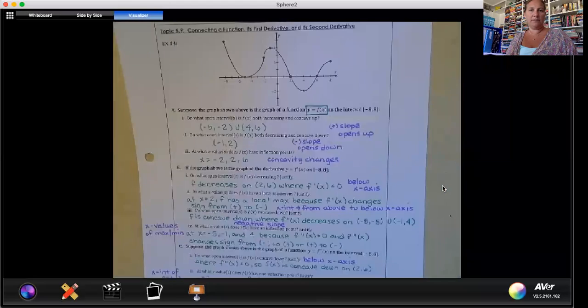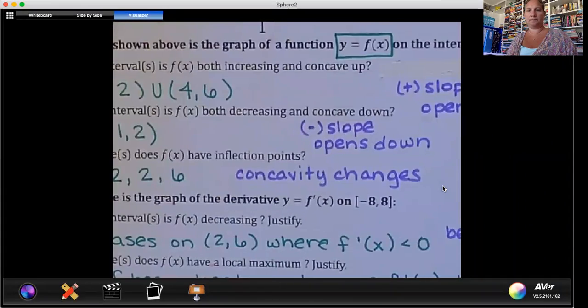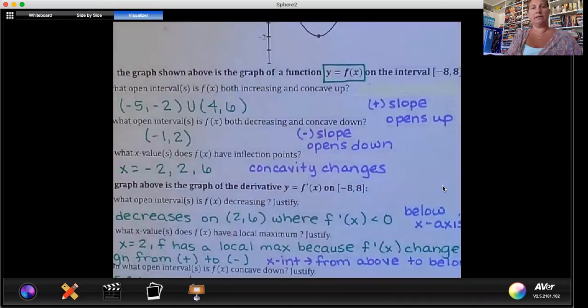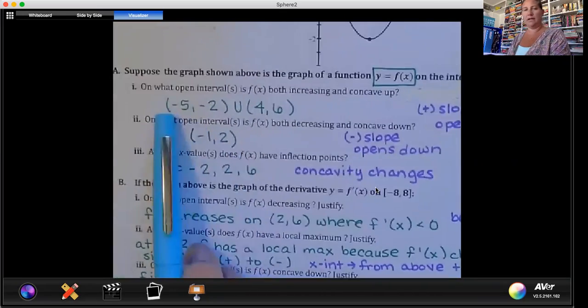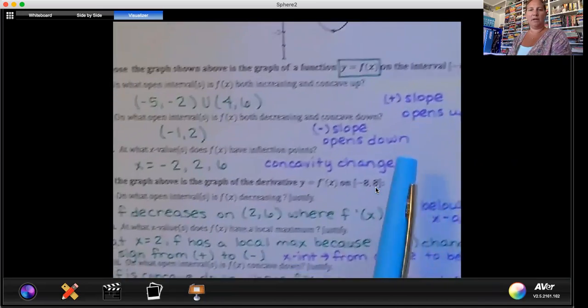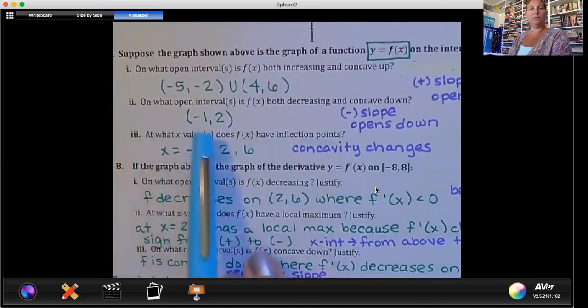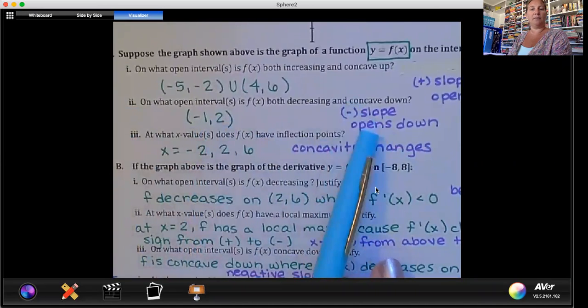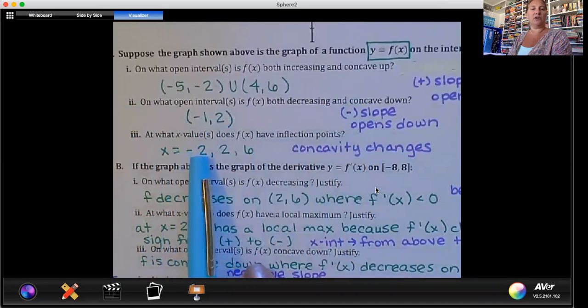Hope you guys have had a chance to look at example number 4. Here are the values that you should have found. All right, for part A1, you should have gotten the interval from -5 to -2 and 4 to 6. This is where you have a positive slope and it opens up. Part 2, both decreasing and concave down on -1, 2, because you have a negative slope opening down, and your concavity changes occur at x equals -2, 2, and 6.